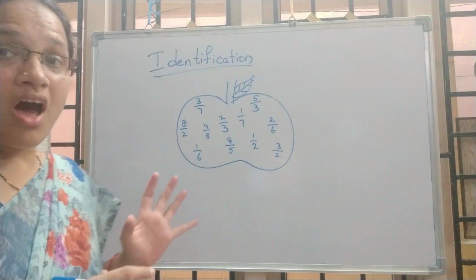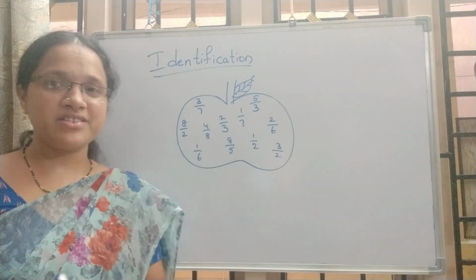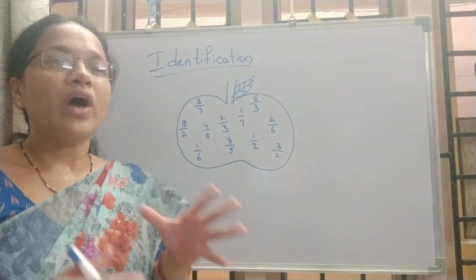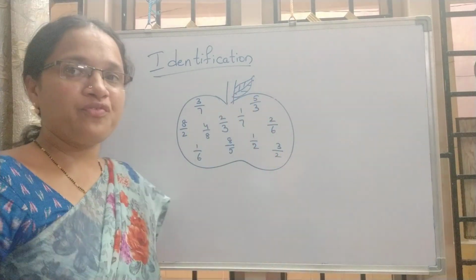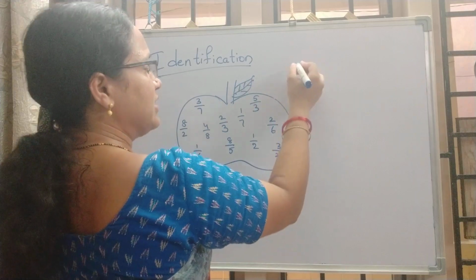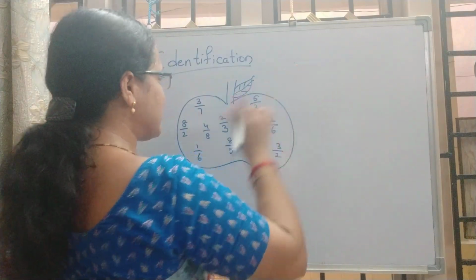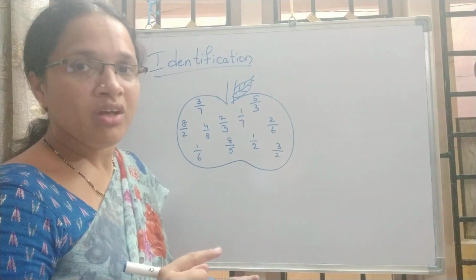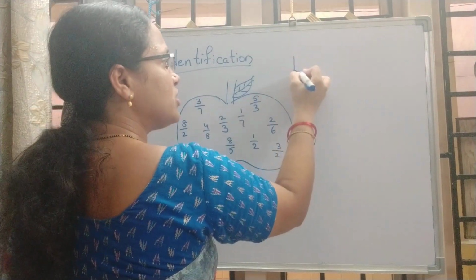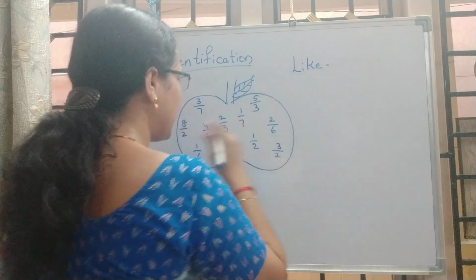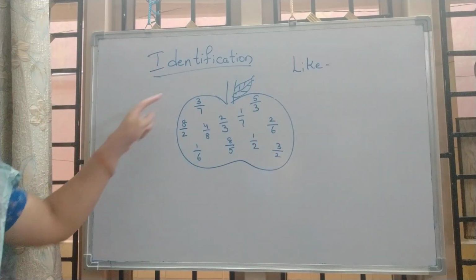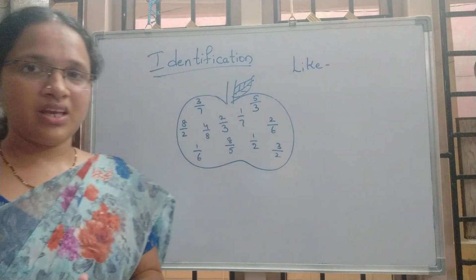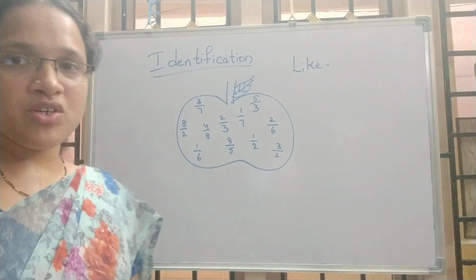Yes, see there is a group of fractions inside. So I want you to identify the types of fractions. First of all, let us identify them according to the denominator, because we have learned according to the denominator. What are the like fractions, you tell me here? Do you have any like fractions here? Come on, observe them properly.